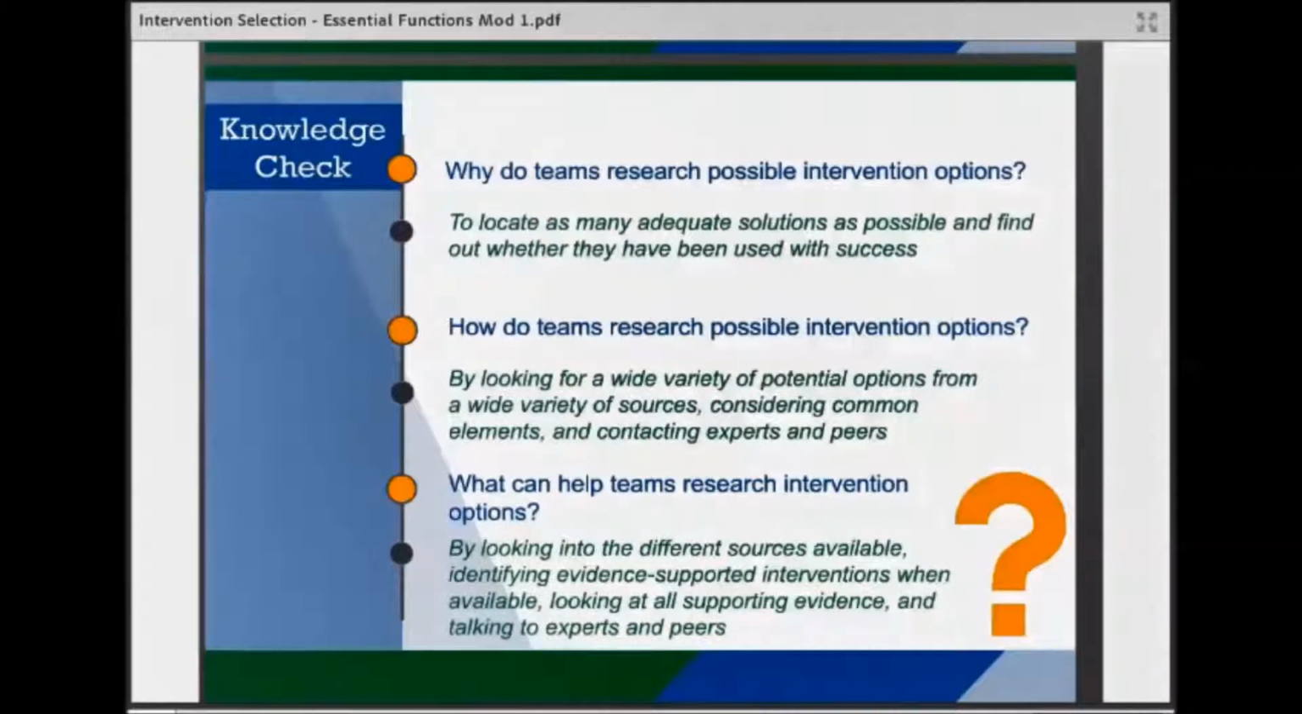Up next is assess evidence, fit, and feasibility of possible interventions, the second function in intervention selection and adaptation design for change and implementation.